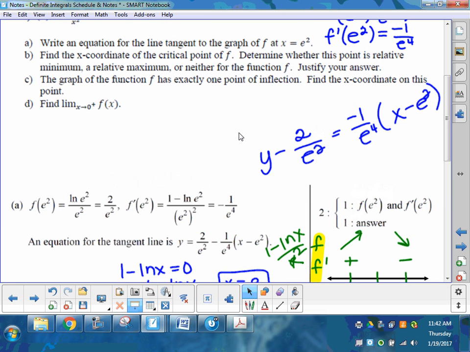Next one up, part C. Point of inflection. How do we figure out where the point of inflection is? Set the second derivative equal to 0. You know the first derivative. Now let's take the second.